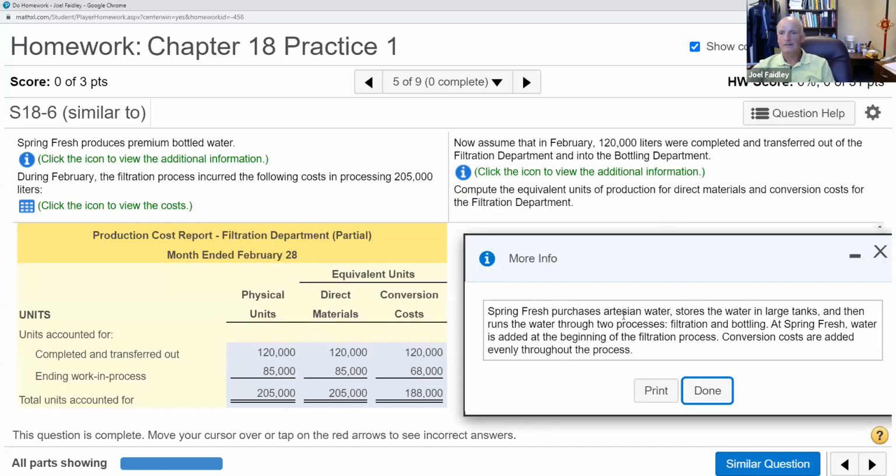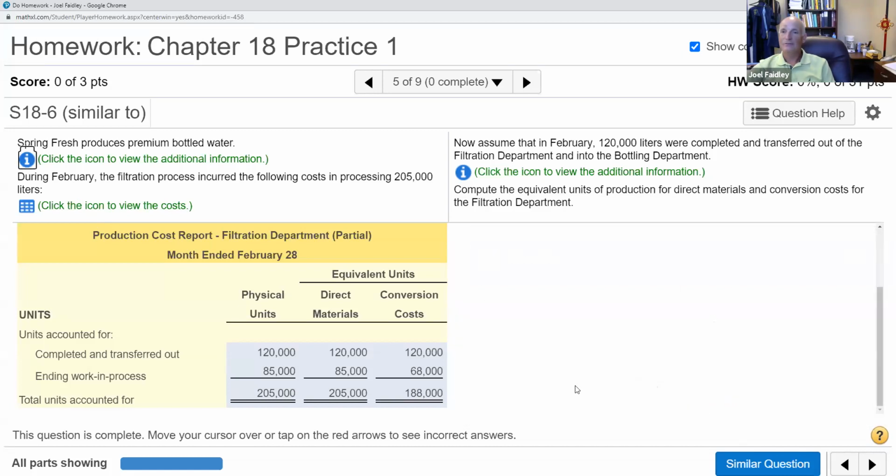So here again, this company's purchasing artesian water, stores the water in tanks, runs it through 2 processes, filter it, and then bottle it. Conversion costs are added evenly throughout the process. Look what it says, water is added at the beginning of the process. Why does that matter? It's important because when you've got ending inventory, your ending inventory has 100% of the raw material.